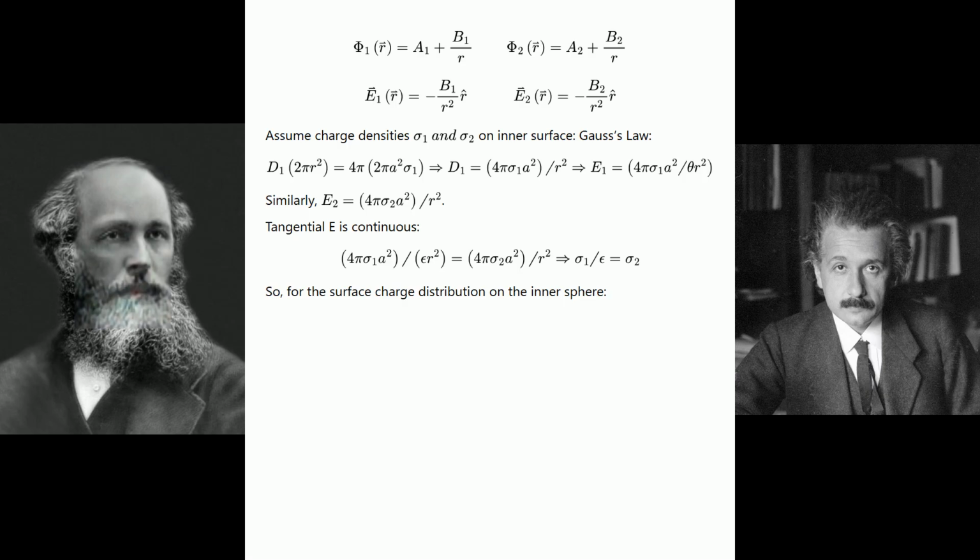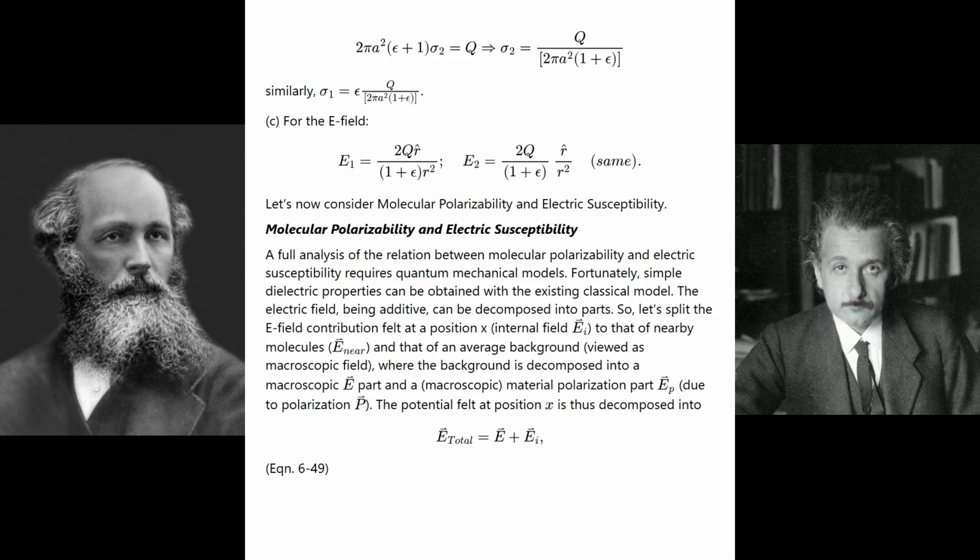So, for the surface charge distribution on the inner sphere, see the equation shown. Similarly, sigma sub 2 equals epsilon times the fraction with numerator q and denominator open bracket 2 pi a squared times 1 plus epsilon, close bracket. C. For the E field, see the next equation.